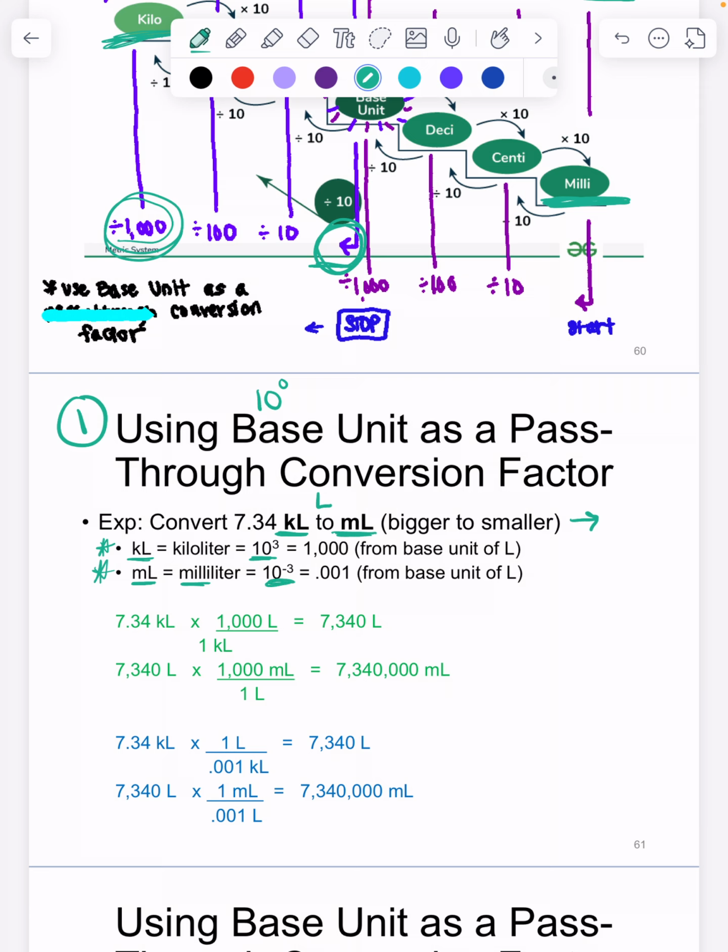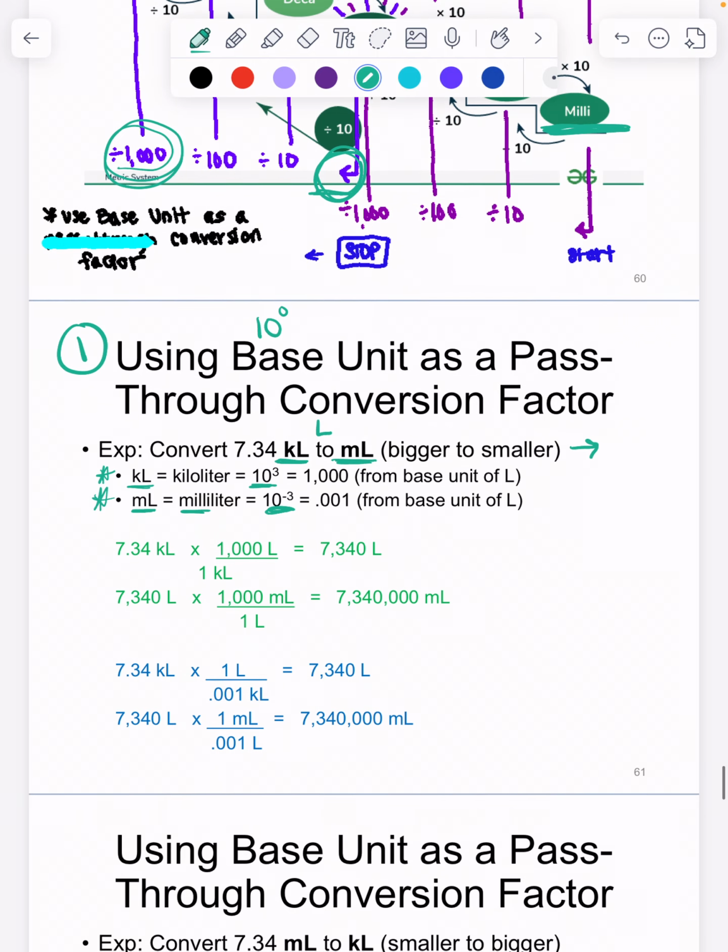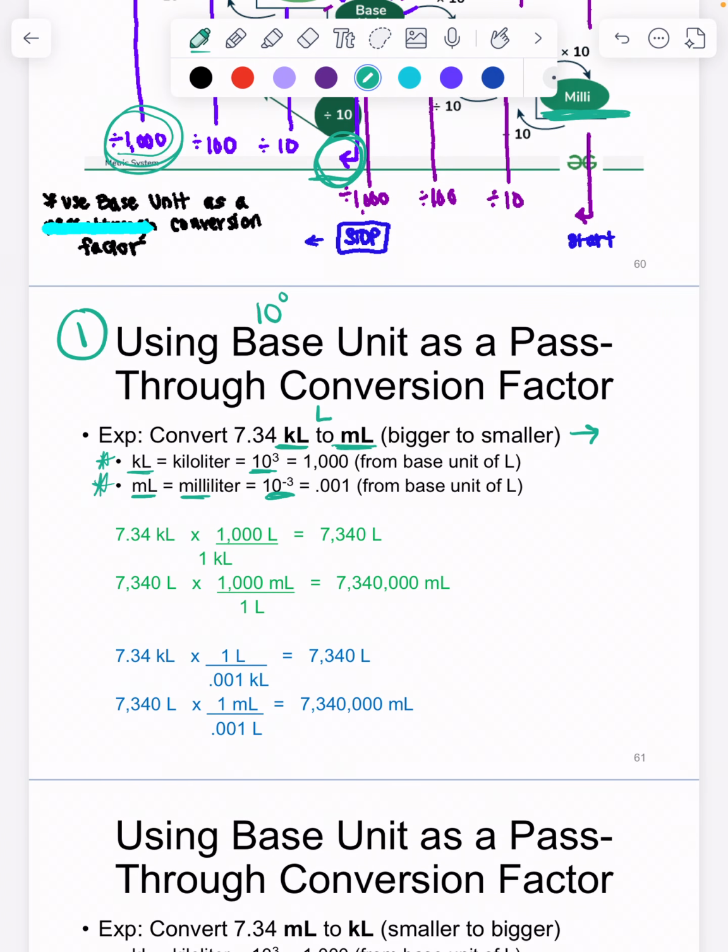And instead of 1,000, it's 0.001, right? We get that, right? It's like 1,000, but moving in the opposite direction. So there's two different ways that we can do this. Of course, we need all of our units to cancel, but there's two methods. So I'm going to call this method A, and I'm going to call this method B.